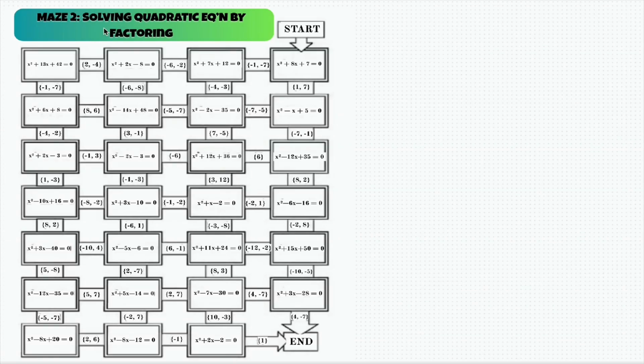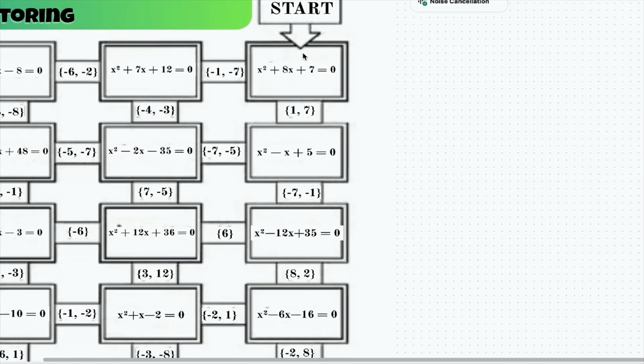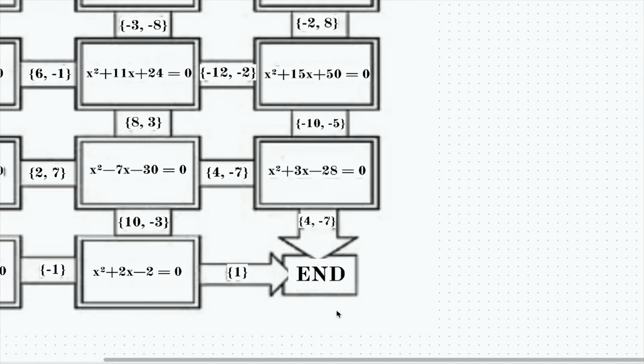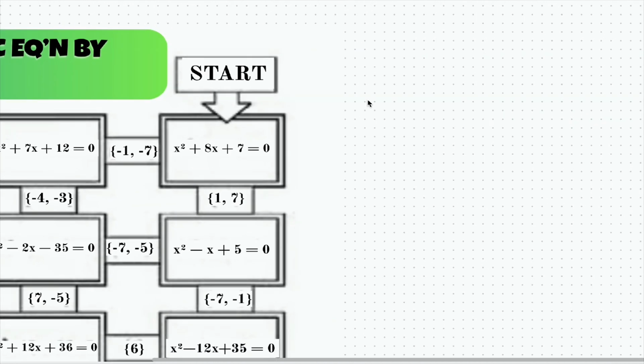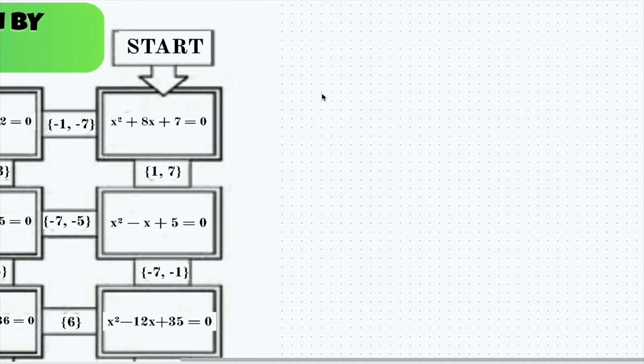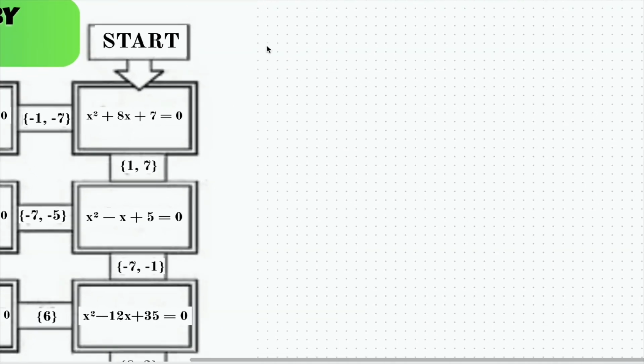We will solve quadratic equations by factoring. So we start here, and then hopefully we end up here. So let's start. Brace yourselves, get your notebook, and solve with me. The starting equation would be x squared plus 8x plus 7 equals 0.